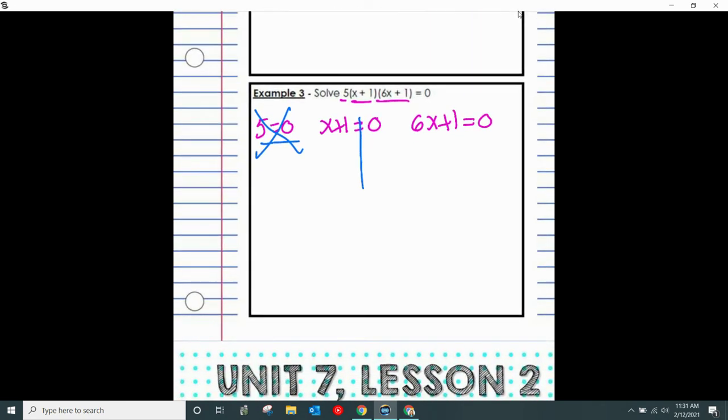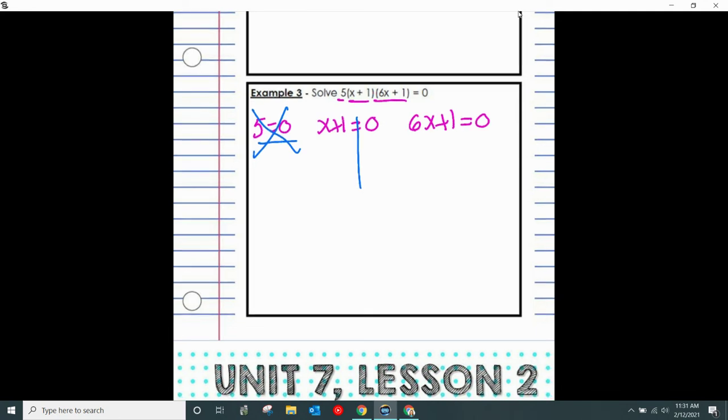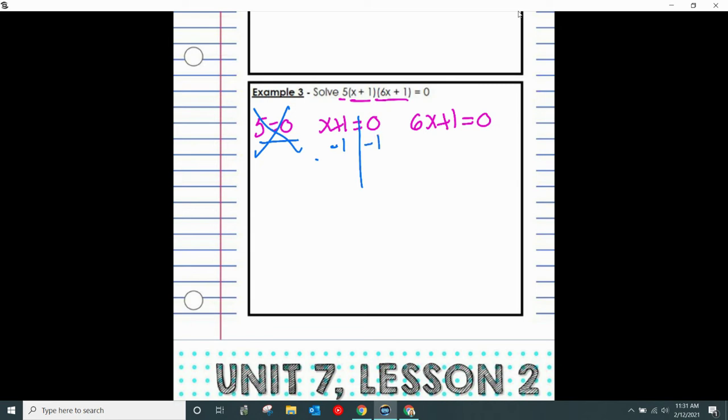But if it's just a number, you really are going to end up just throwing that out because 5 does not equal 0. Okay, let me solve my next one. So I have plus 1, so I'm going to do the opposite and subtract 1 on both sides. So x equals, well, 0 minus 1 is minus 1. So x could equal negative 1.